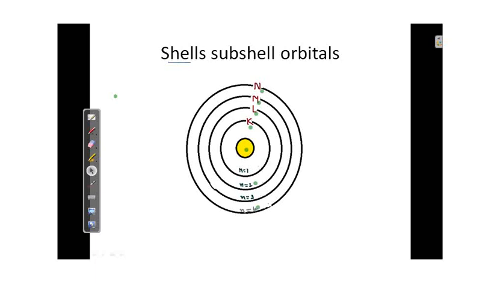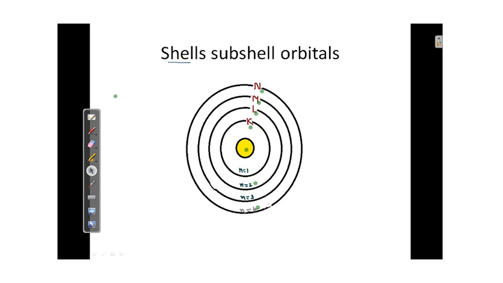In this session, we'll understand shells, subshells and orbitals. In the atomic structure, we have seen three basic particles: protons, neutrons and electrons. The yellow part is the nucleus, where protons and neutrons are, and the electrons are around the nucleus. Now, how to define or understand shells? The electrons in an atom are arranged in the shells that surround the nucleus.